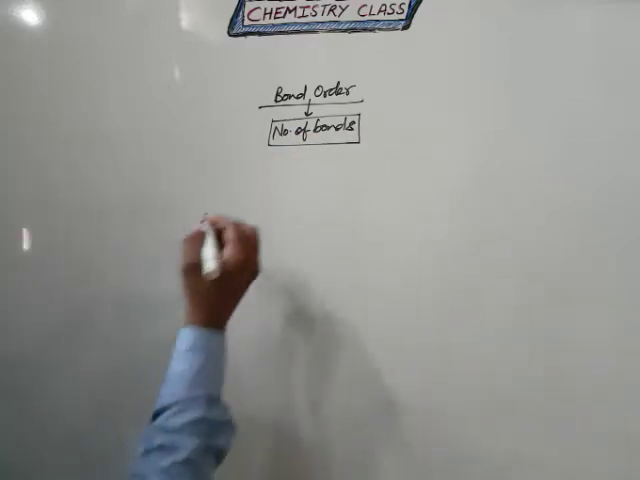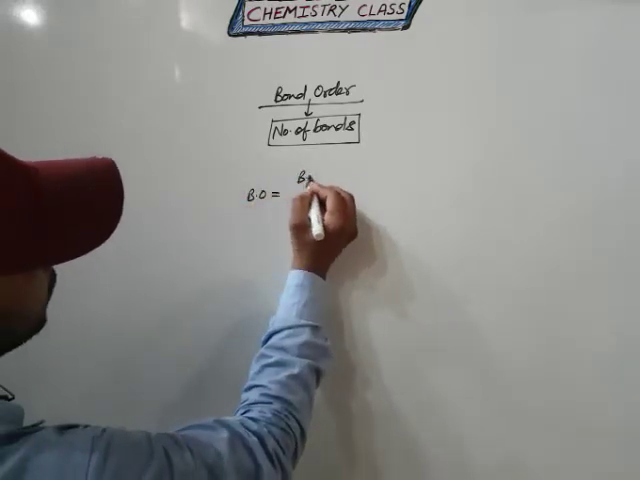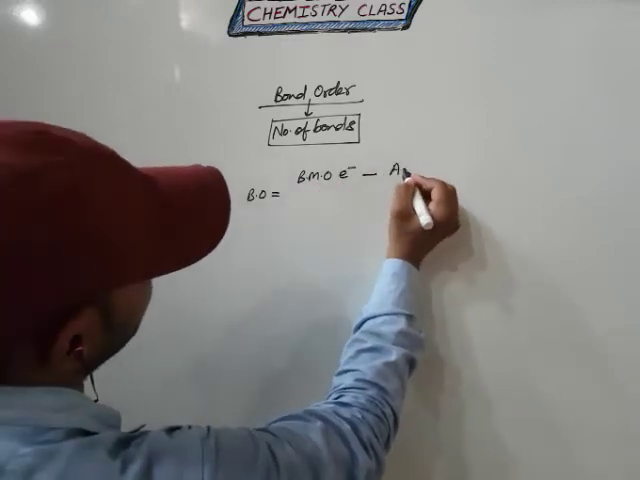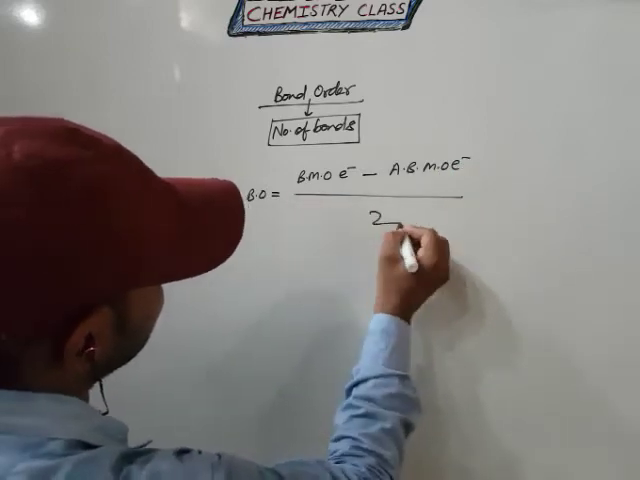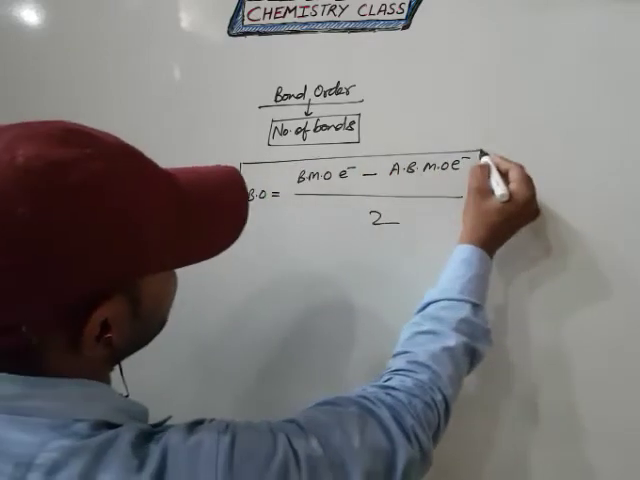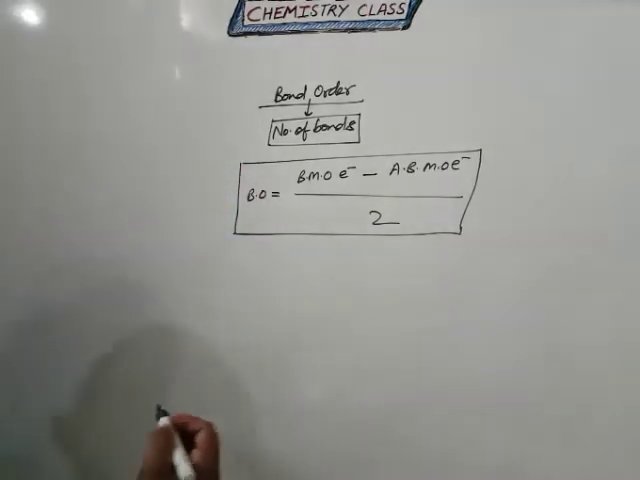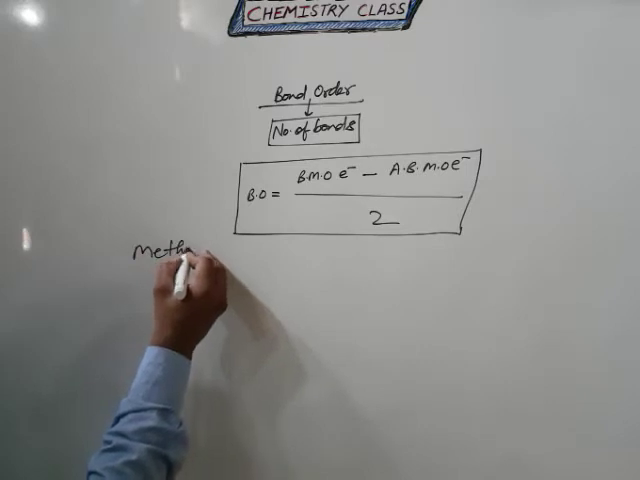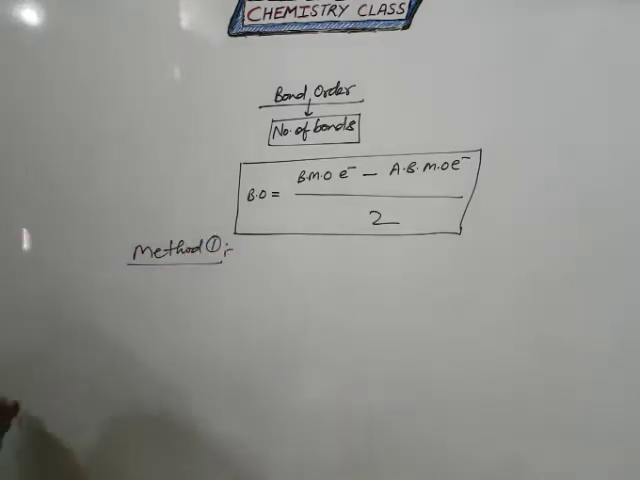So students, generally the bond order formula is: bond order equals bonding molecular orbital electrons minus anti-bonding molecular orbital electrons, divided by 2. This is the simple formula for bond order. Some students have many difficulties calculating bond order, but students, I have some special methods for you. Just see here, method first.